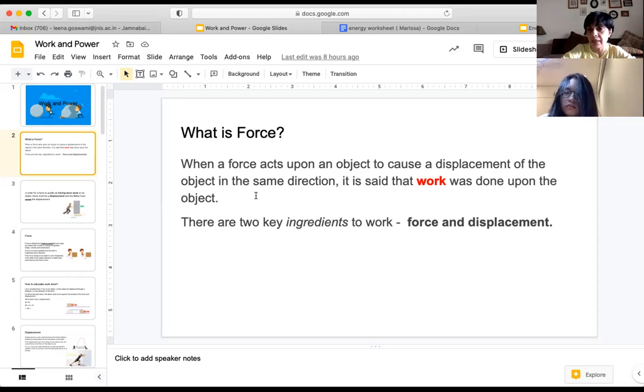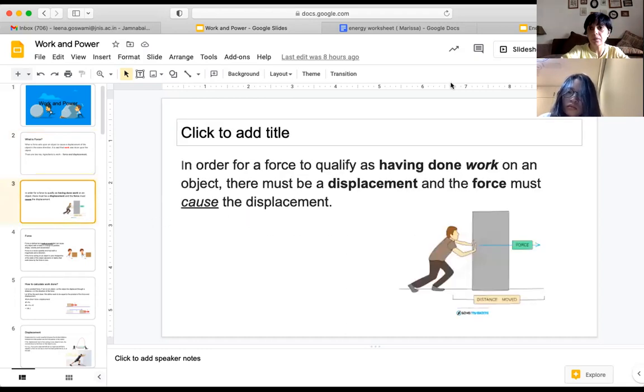In the opposite direction, it's called negative work. And I'll show you a couple of examples also of how, when you apply the force in the opposite direction, whether work is done or not done. And then you're going to have some situations in which you will think that you're doing work, but there is no displacement. So obviously then there is no work done. So we are going to look at a couple more examples of that nature also.